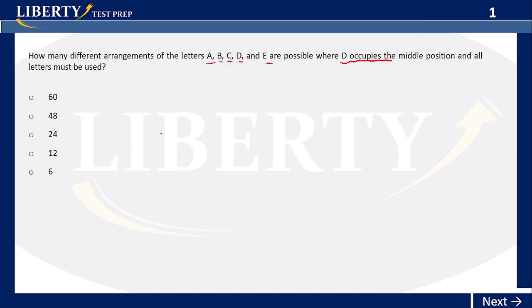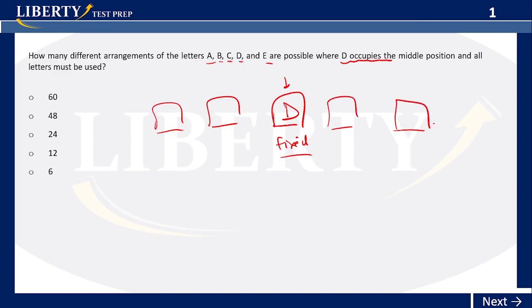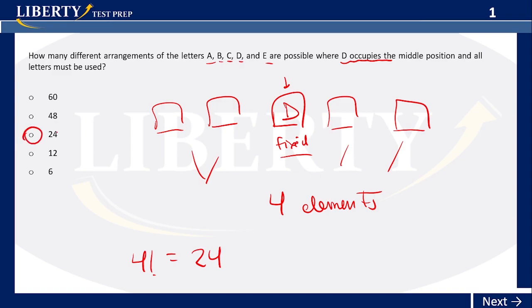D has to occupy the middle, so if you have 5 spots, D has to be the one in the middle, okay? So actually what happens is they're saying D is fixed. The position of D is fixed. So you have to arrange the other elements. That's the same thing as arranging only 4 elements. 4 elements are getting arranged, not 5, which means D doesn't play into this arrangement. You just get 4 factorial, which is equal to 24. Okay, 24. That's our answer.